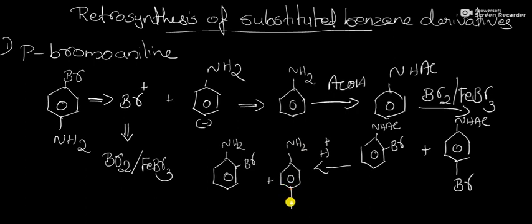Here we get a mixture of products. So we have to separate this mixture into ortho and para derivatives of aniline. We have another method for the preparation of para-bromoaniline.